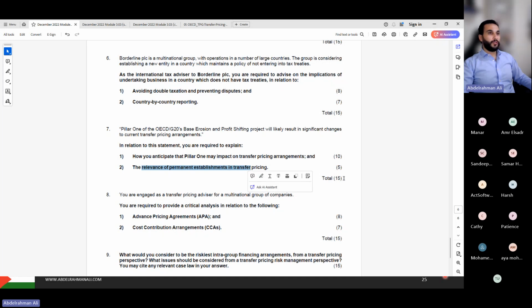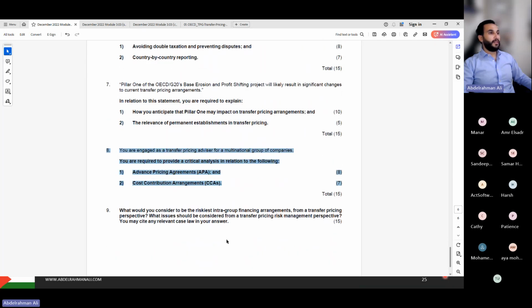So if you don't have a solid understanding of this subject, do not take the question and save your time. Question 8 is asking you about advanced pricing arrangements, APAs, and cost contribution arrangements, CCAs. So if you feel very solid, you can take this question and attempt it. The last question is asking you about what you would consider to be the riskiest intragroup financing arrangement.